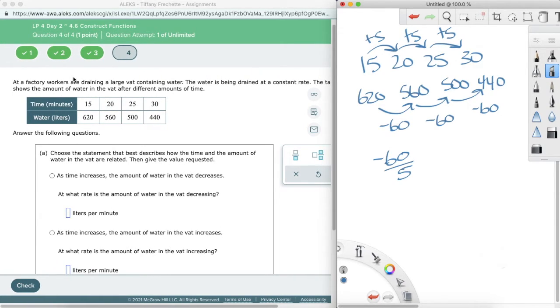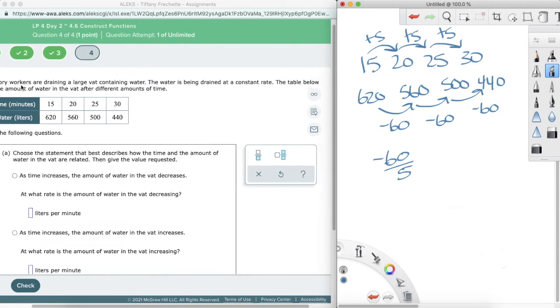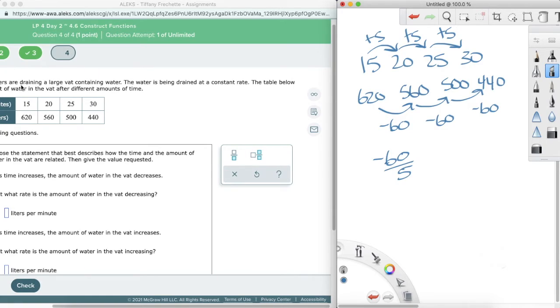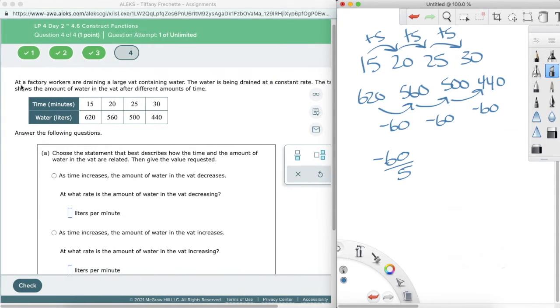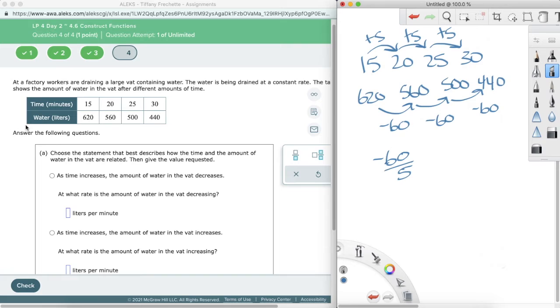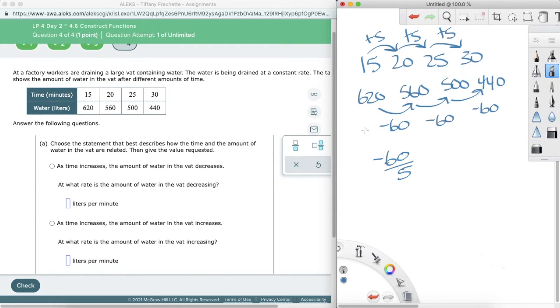So at a factory, workers are draining a large vat containing water. The water is being drained at a constant rate. The table below shows the amount of water in the vat after different amounts of time. So we're going down by 60 liters every 5 minutes. So I want to reduce this because they can both divide by 5. So I'm going to have 1 minute, and if I divide by 60, I get 1 and 12, and that's negative. So it's decreasing by 12 liters every minute.